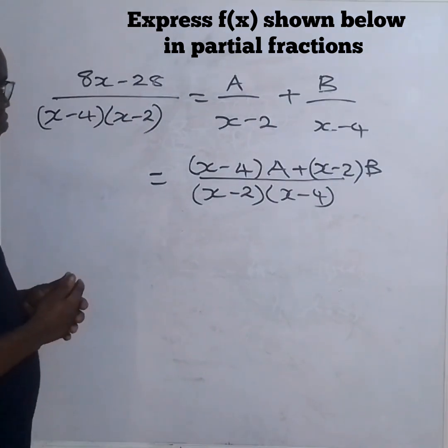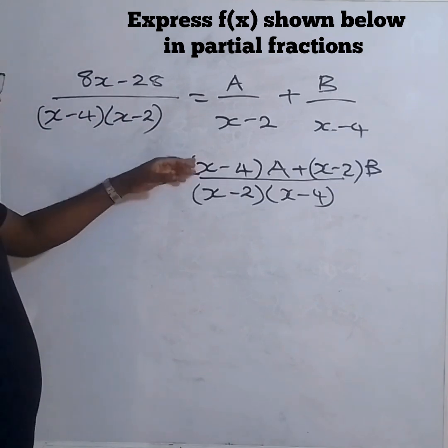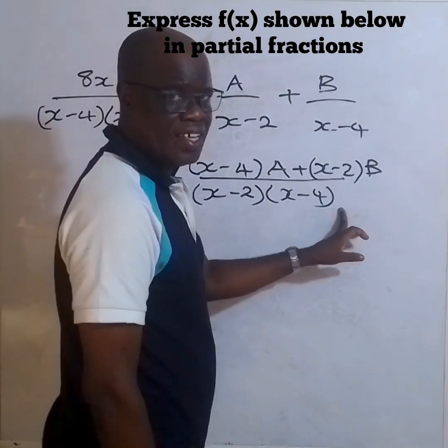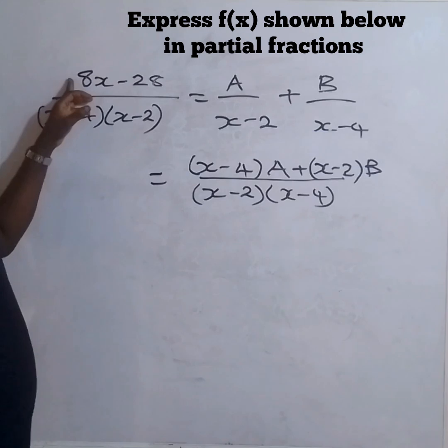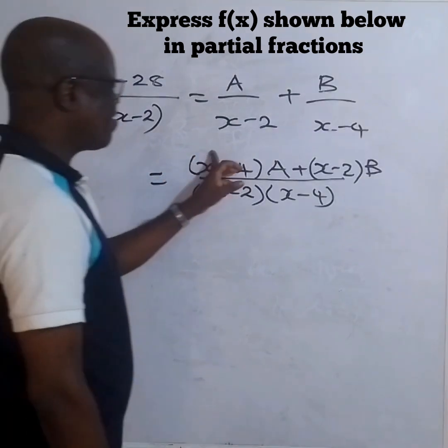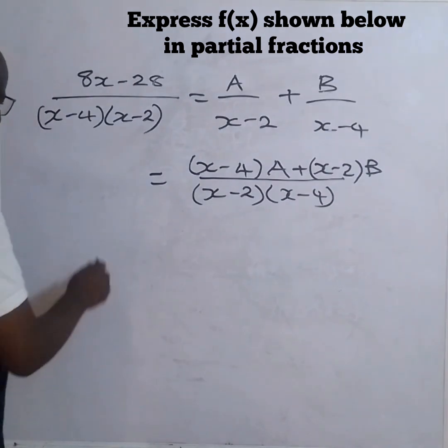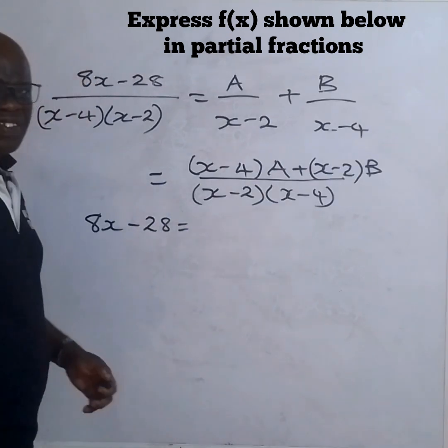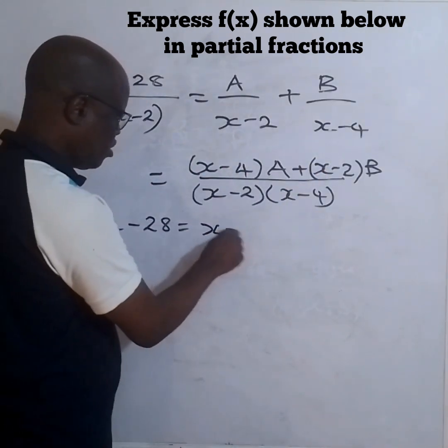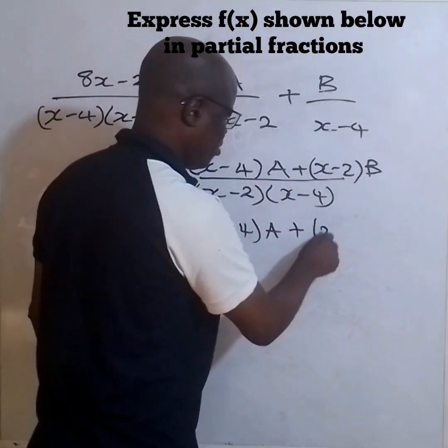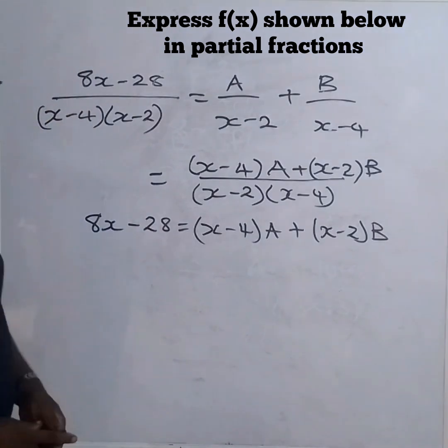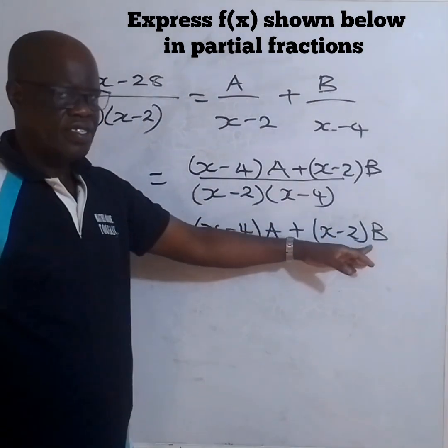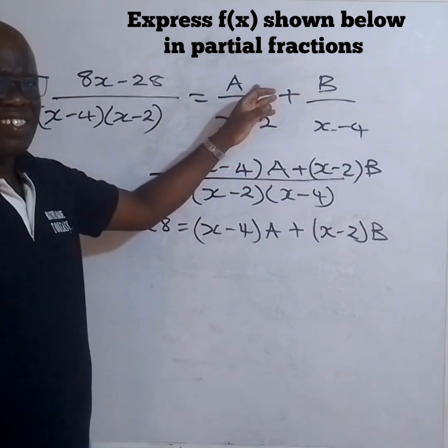What we now do is to observe this and this, this and this. This expression here is the same thing as the expression here. This expression at the numerator here is the same thing as this expression here. So we can say that our 8x minus 28 is equal to all this one here. We will now try to find what our A is, what our B is, and anything we get, we slot it in here.